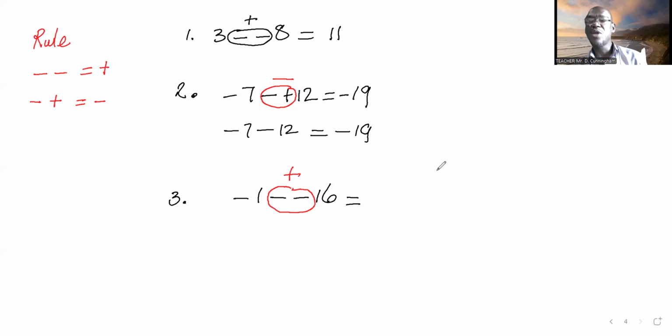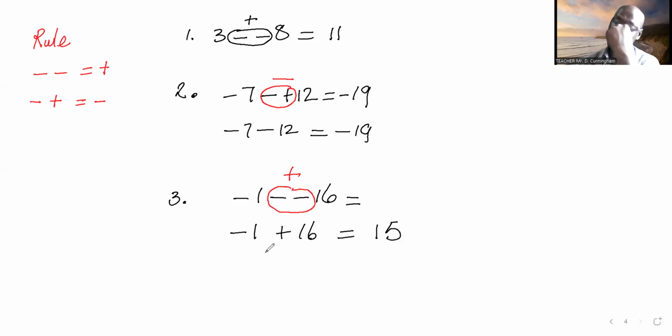So now forget these negatives. It is -1 plus 16. That will give me 15. The signs are different, so you subtract. But 16 has a positive sign in front of it, so you keep the positive sign.